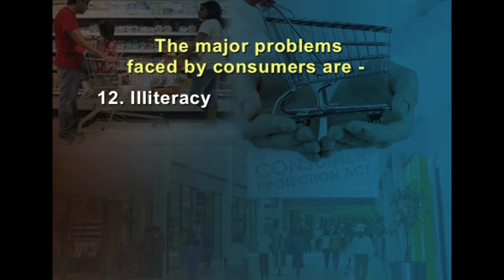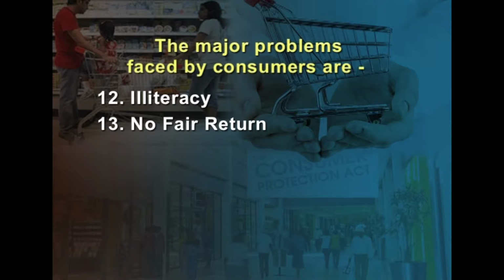The next problem that a consumer faces is illiteracy. Most of the consumers in urban and remote areas are illiterate and they are not able to understand the policies of the organization or the government. They do not understand uses or misuses of products. The next one is no fair return. The customers, though they pay a high price for the goods, do not get satisfaction from the goods they have purchased.